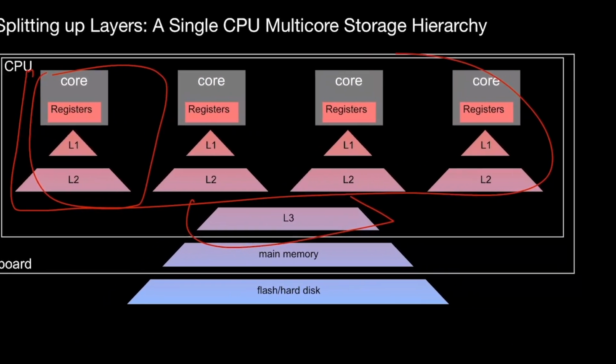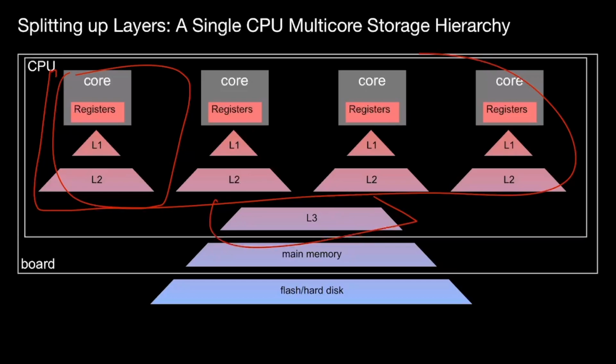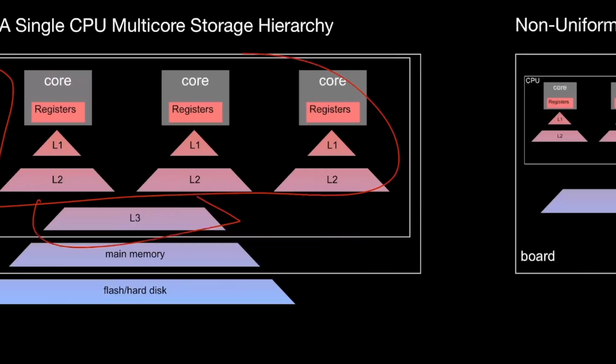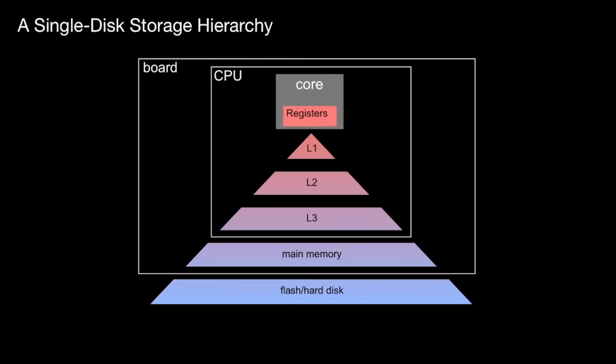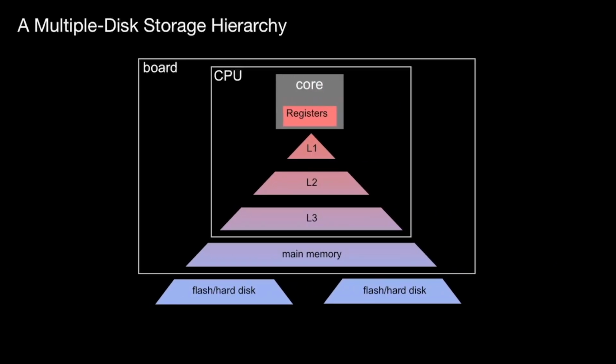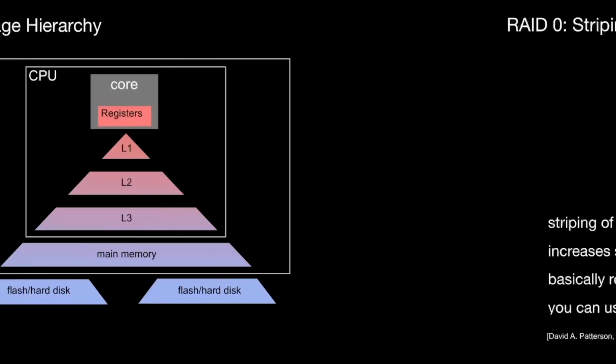Today we talked about splitting up these layers. You can have multiple CPUs, multiple cores, and then you might have multiple L1 and L2 caches, stuff like that. And we began talking about what that means for storage. There's an important technique called RAID, redundant array of inexpensive disks. The idea here is that you split up your flash, hard disk, or storage layer somehow to be supported by multiple devices. That's what I'm showing on this slide.